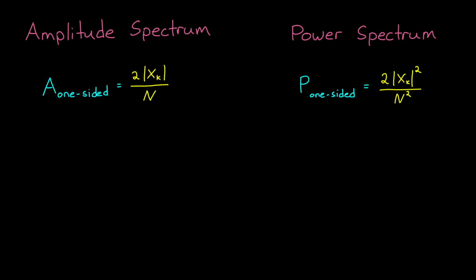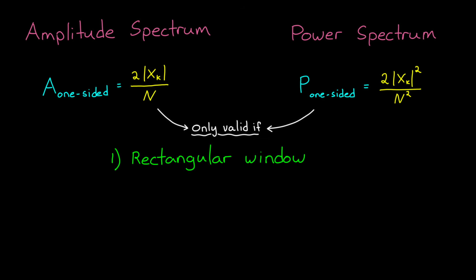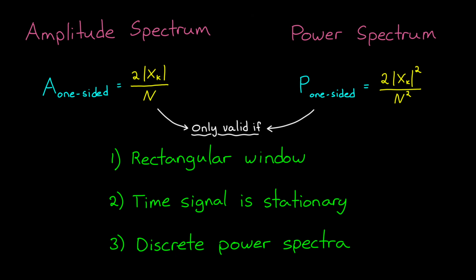We have to be really careful here, because these results are only true if there are 3 very important things. One is that we're using a rectangular window and not some other window like Hamming or Blackman. 2, the time signal is stationary. And 3, we're dealing with time signals that produce discrete frequency power spectra and not a continuous spectrum. So let me go through each of these and explain why they're important for these equations to hold. And we're going to start with the rectangular window.